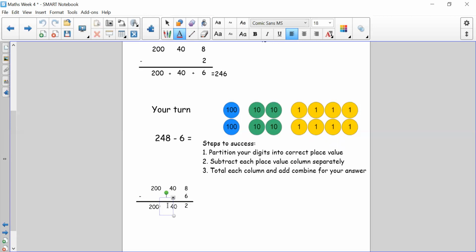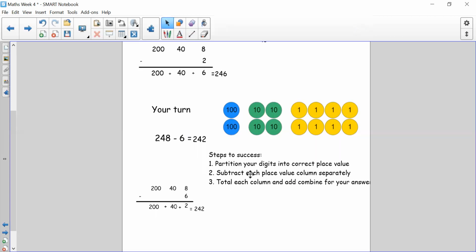We now need to make sure that we add them all together, because if we leave it as 240 and 2, it isn't a complete number. So we need to make sure we have a complete number when we are putting our answer then. So we have 2 in our hundreds column, 4 in our tens column, and 2 in our ones column. So our answer to 248, take away 6, is 242. 242 is our answer for that problem. I hope you got that correct.